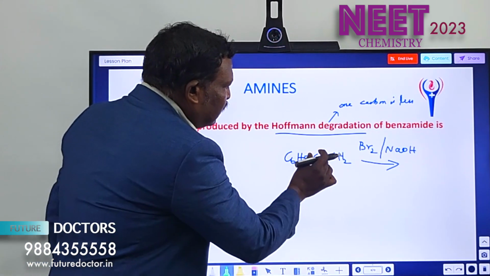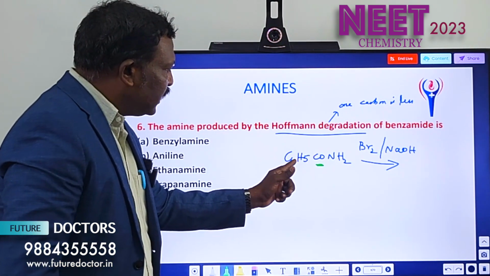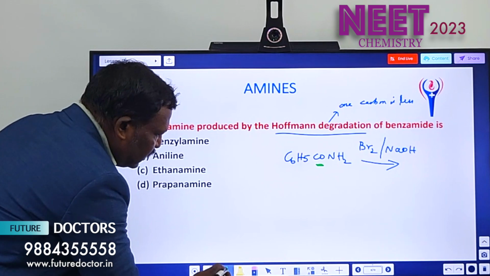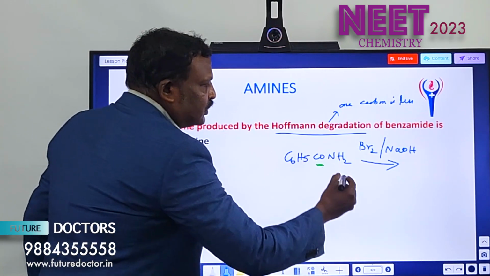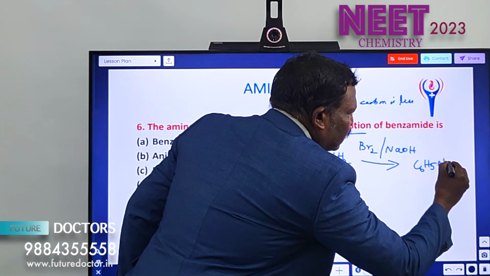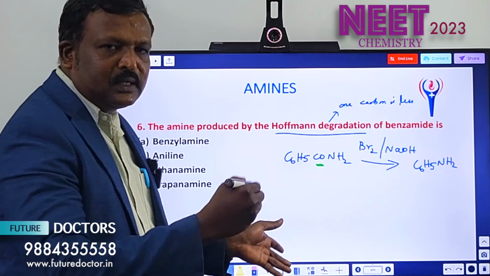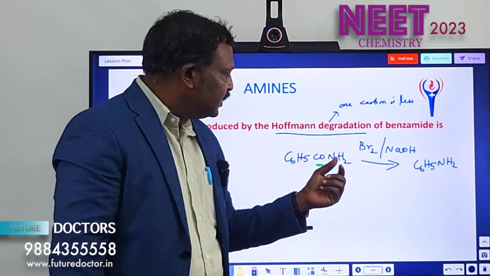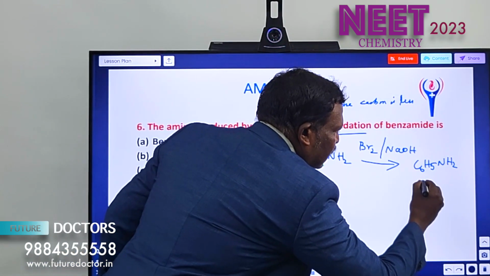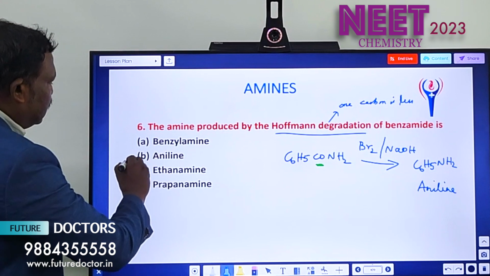This group will be removed, so what's the remaining product? This will be removed, so the product is C6H5NH2. That's the product. One carbon will be reduced when compared to the reactant side and the product side. So this will be gone. What's the name? This is called aniline. Understood? So among these, B is the correct one.